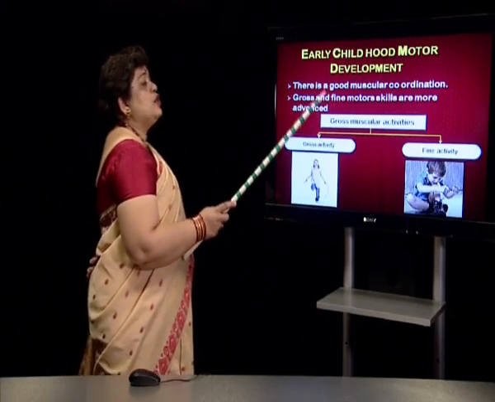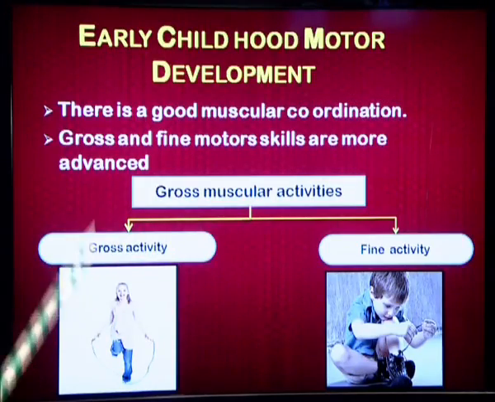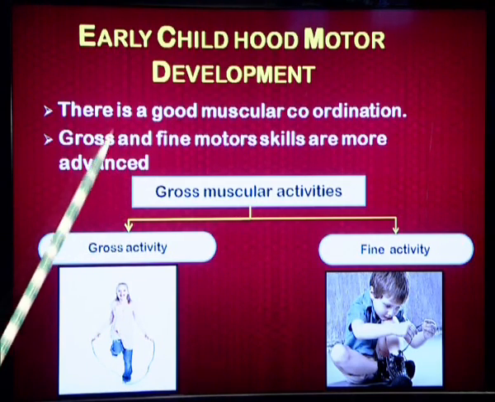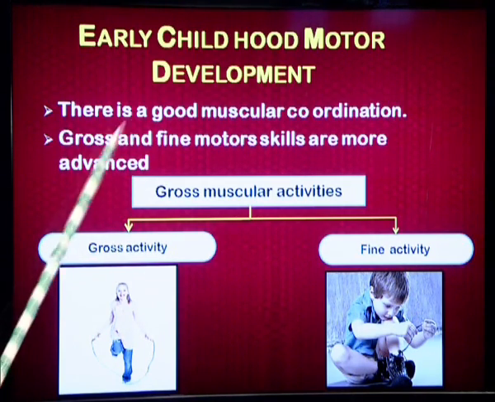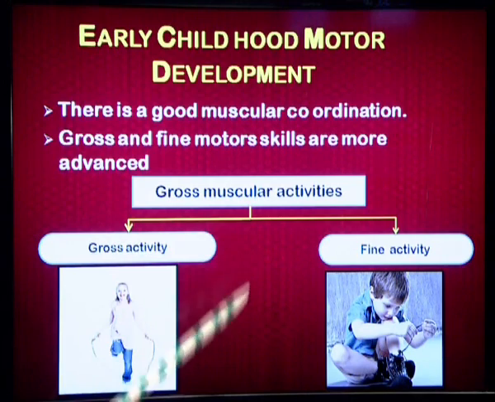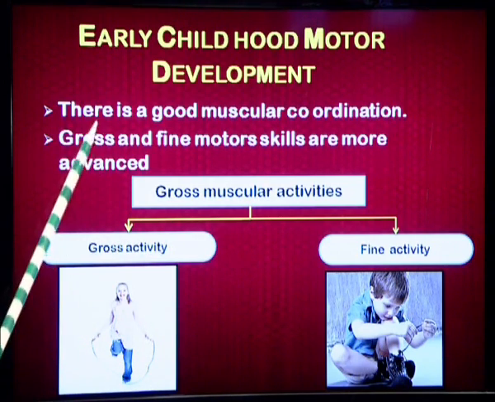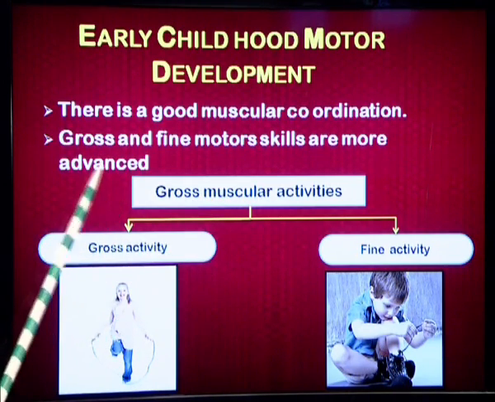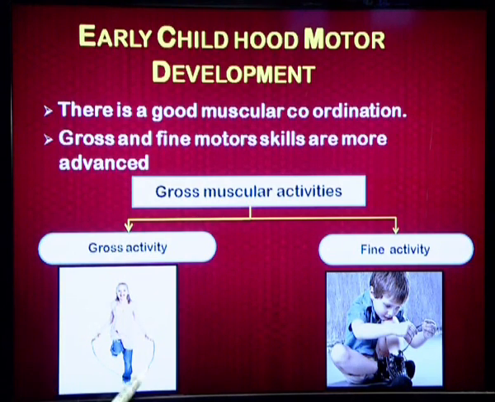Early childhood also undergoes a lot of motor development. There is good muscular coordination. By the time the child comes into early childhood, the coordination between muscles becomes very good. The gross and fine motor skills are more advanced. You can see this is a gross motor activity where the whole body muscles are being used. The child is using hands, legs, thighs, muscles in order to do this activity of skipping.